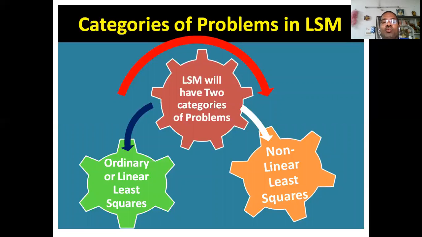Now, what are the different categories of problems in the least square method? As we learned in the moving averages method or semi-averages method, the problems are calculated under the provided years being an even case or odd case. Similarly, under the least square method too, we have two categories of problems. The problems can be calculated under two categories. One is ordinary or linear least square. The second one is non-linear least square.